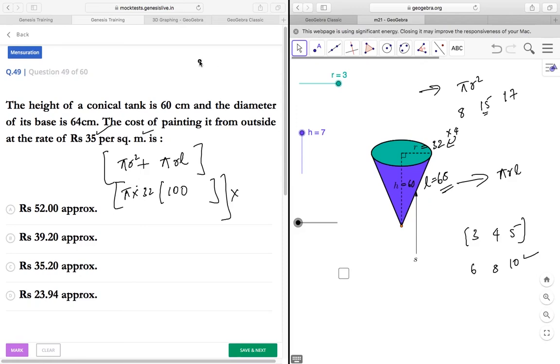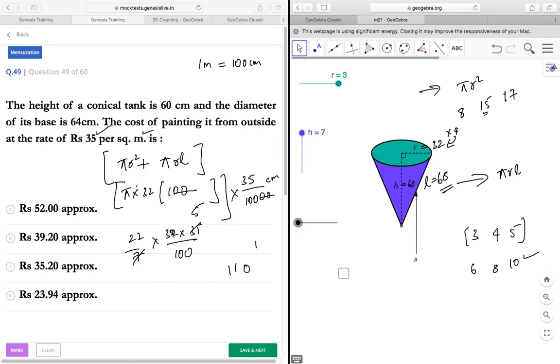So always remember, nothing to remember, I'm sure you'll know it. 1 meter is equal to how much? 100 centimeters, right? So 35 per square meter will be equal to 35 divided by 10,000, because you have square centimeters. And then you have 22 by 7 into 32 into 35 divided by 100. Okay, so 7 5s are 35, and then 5 into 22, 5 2s are 10, and 5 2s are 10, so 110.